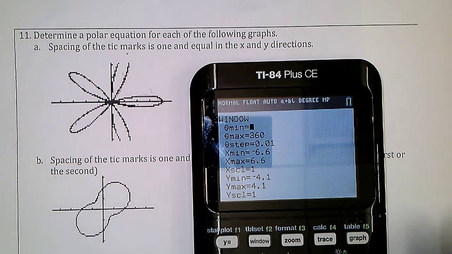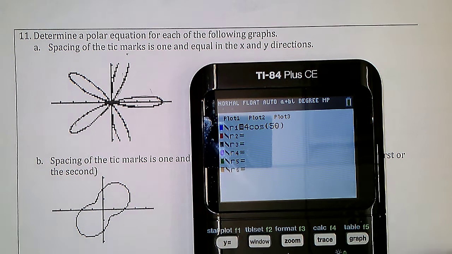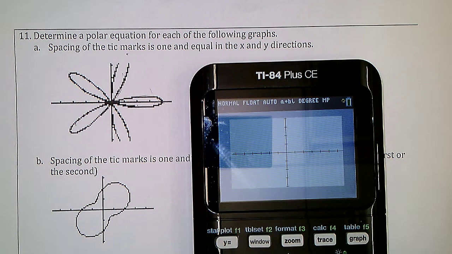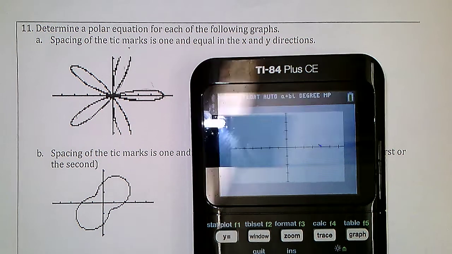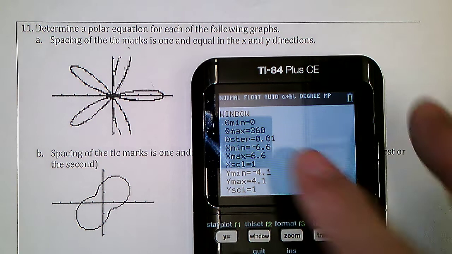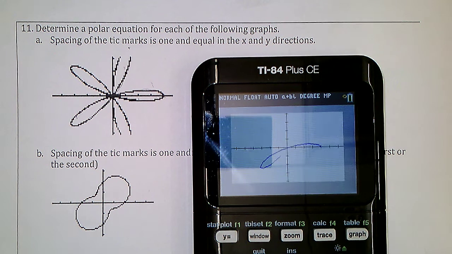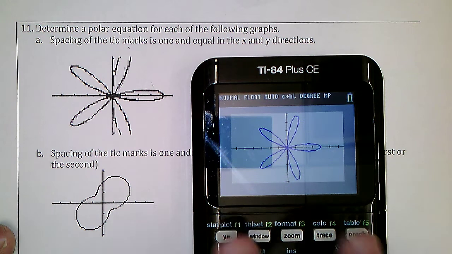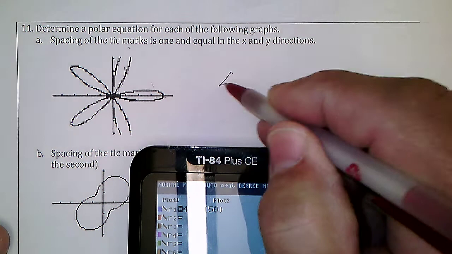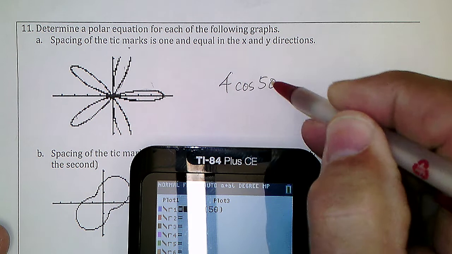Why is this not graphing? Oh, there it is. Oh, the steps are real small. I didn't catch that. Window. It's going by 0.01 degrees. Let's go by like 5 degrees. Steps. Now it should graph. There we go. That looks like it is. So the equation was 4 cosine 5 theta.